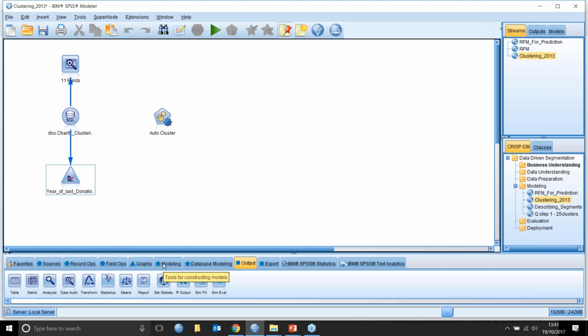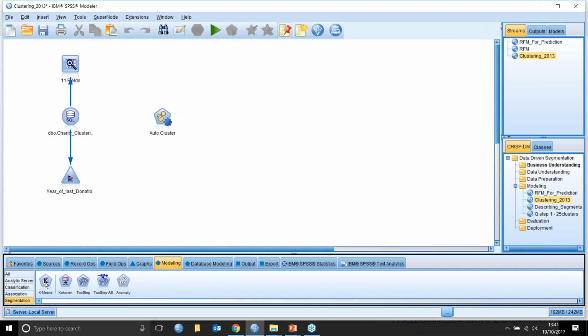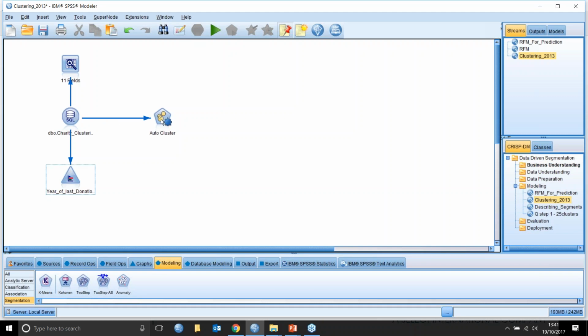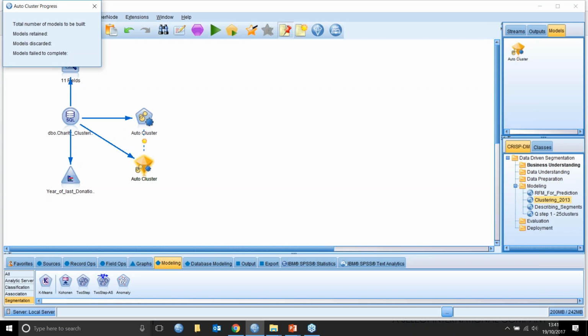Okay, when it comes to choosing a cluster analysis method, there's lots of different methods. If we go down here to segmentation, you can see these are all different sorts of cluster methods. And it may be a bit bewildering as to which method to use. So it turns out we've got what's called an auto cluster, which will basically automatically run the cluster analysis, trying out different methods, and then choose the best based upon a particular criteria, which we'll come to in a moment. So it was building up to 8 different cluster models using different methods.